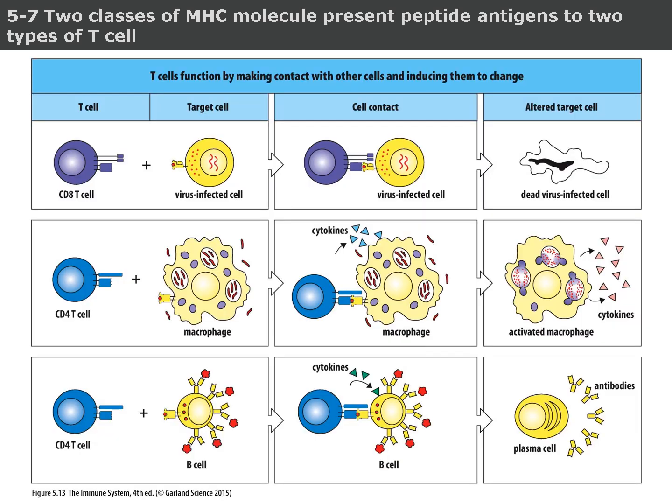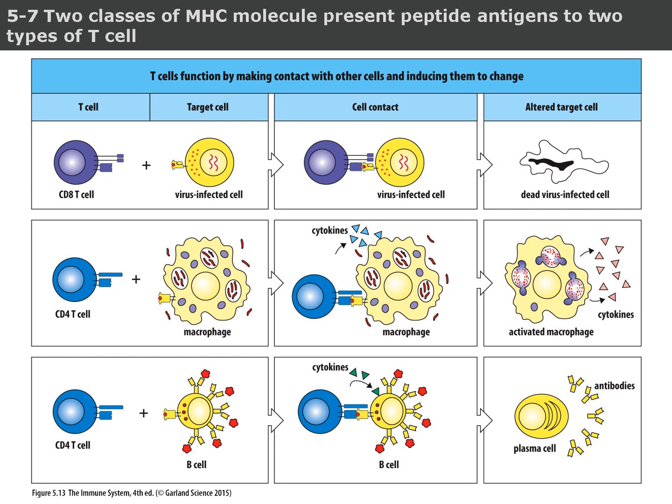This figure highlights how T cells interact with different target cells to produce specific immune responses. At the top, a cytotoxic CD8 T cell recognizes a virus-infected cell through its T cell receptor. After contact, it triggers the infected cell to undergo programmed cell death. In the middle row, a CD4 helper T cell contacts a macrophage that has engulfed a pathogen. The T cell releases cytokines that activate the macrophage, enhancing its ability to destroy the ingested microbes.